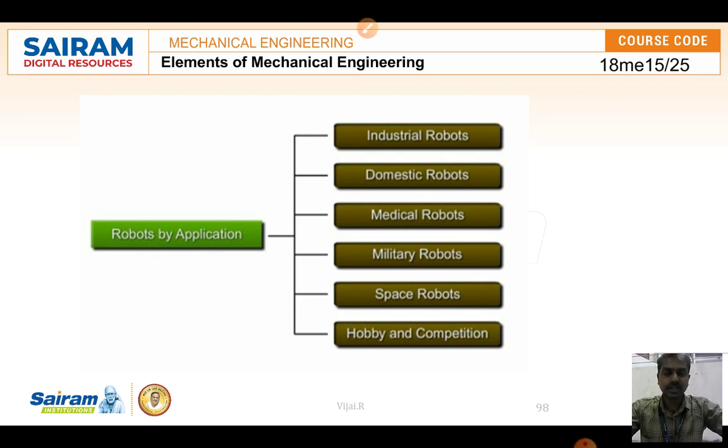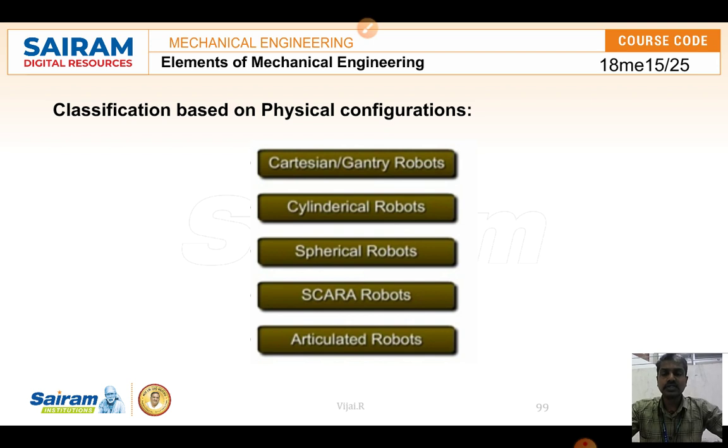According to the application, you can see industrial robots, domestic robots, medical robots, military, space, and other competition robots. We have seen so many robots in different areas, such as competitions; drones are used, robots are used in space, and in the medical field. First of all, we will see the classification based on physical configuration.